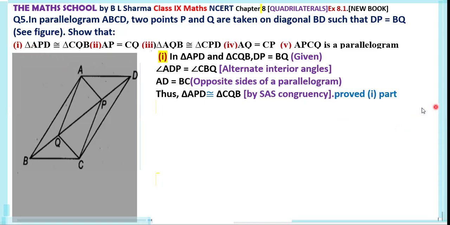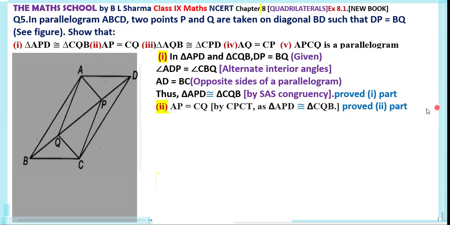By CPCT, we can prove the second part. AP is equal to CQ. This is AP, that is CQ, by CPCT. Proved the second part.